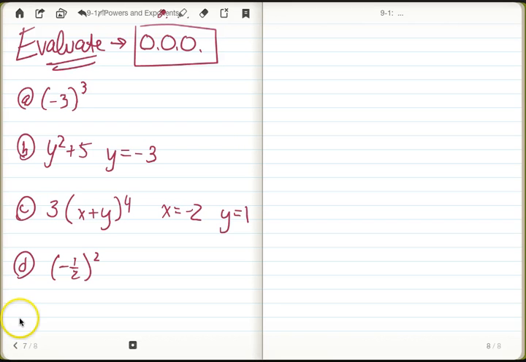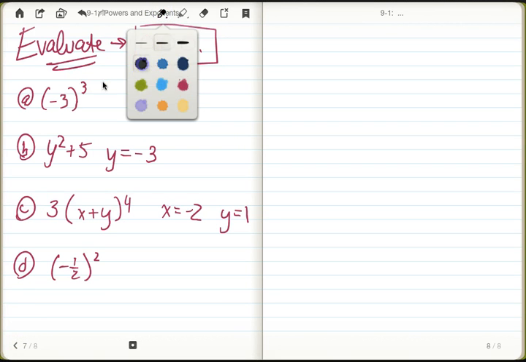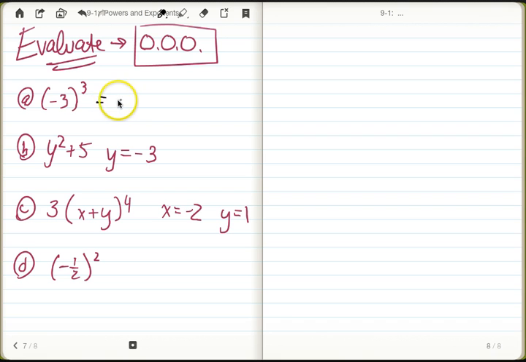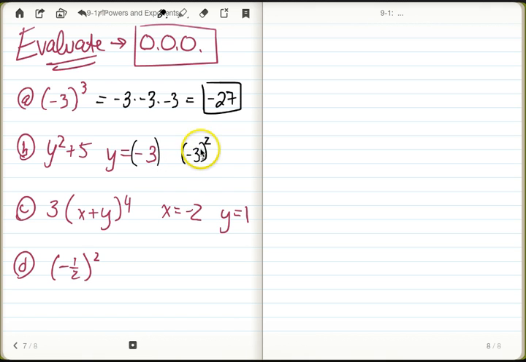Okay, so let's take a look at the solutions here. We will have negative 27, because we have 3 negatives, for the first one. For the second one, you need to put parentheses around this when you substitute it in, because we want the entire number, negative 3, to be squared. So negative 3 squared plus 5, so negative 3 times negative 3, that's a positive 9. 9 plus 5 gives you 14.